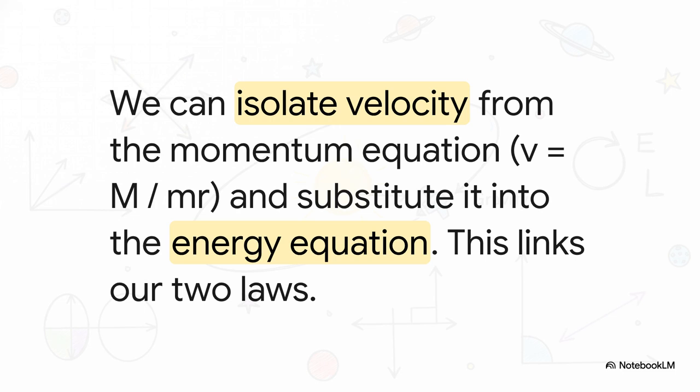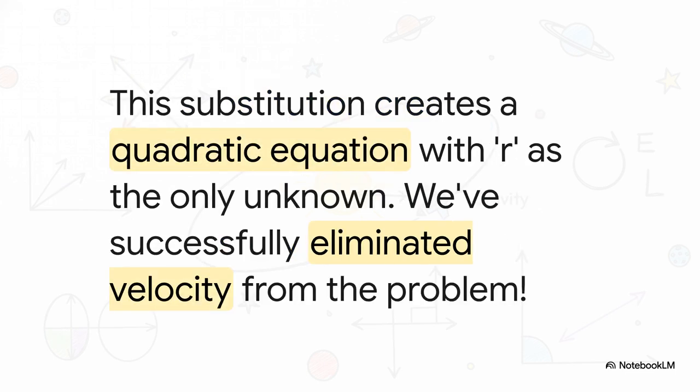So we take our nice, simple momentum equation, M equals mvr, and we just solve it for V. So V equals M over mr. Now we take that whole expression and substitute it right into the V in our energy equation. And just like that, poof, the velocity variable V is totally gone. We're left with one big, beautiful equation where the only unknown left is r, the very thing we've been hunting for this whole time. And if you squint at it a little bit, you'll see a term with r squared, a term with r, and a constant. Hey, that's just a quadratic equation.